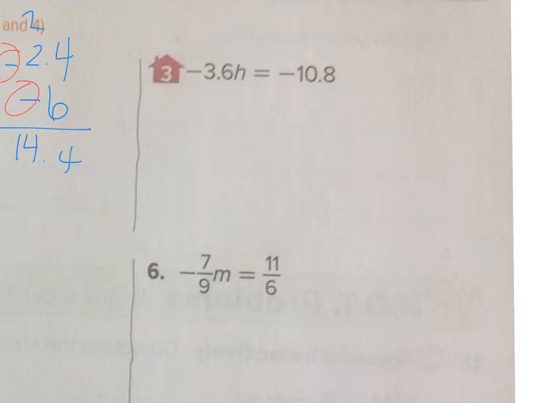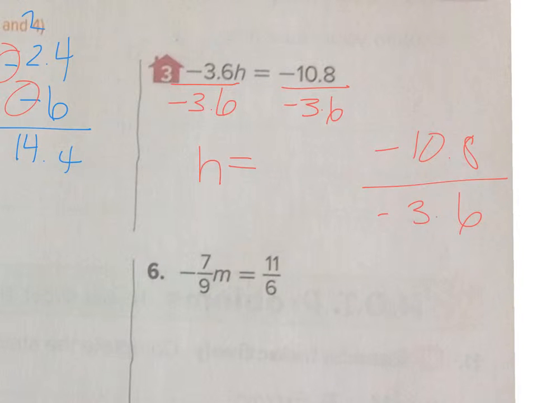So for problem 3, we're doing the same steps again. So we take the number in front of the variable, so negative 3.6, and we're dividing it on both sides, just to get the variable h on one side. So when we take negative 10.8 divided by negative 3.6, we are left with the answer of a positive 3. So h equals 3. And this makes sense for this problem to have a positive, because if we were to put h back in here, so if we were to put 3 in here, negative 3.6 times 3 would give us a negative 10.8.